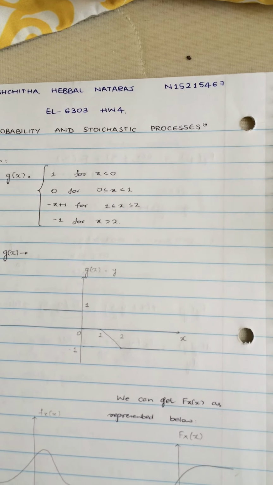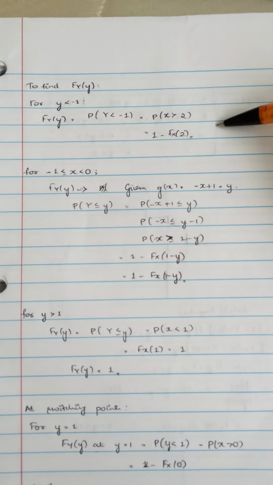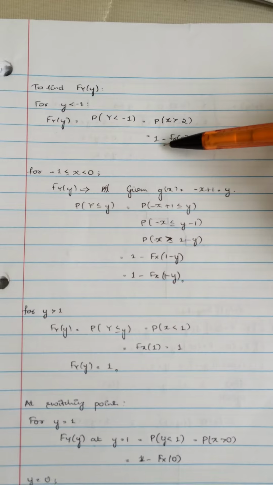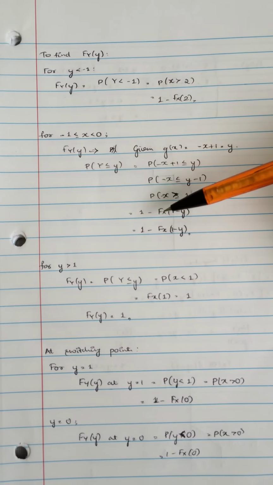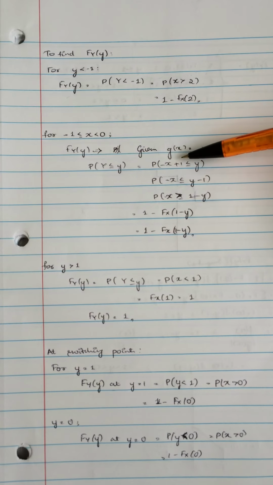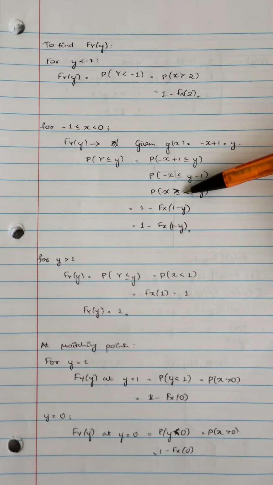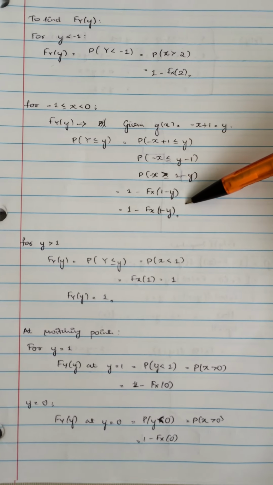We can see that when y is less than minus 1, x is greater than 2. So replacing that, P of Y less than minus 1 is nothing but P of X greater than 2, which comes to 1 minus F_X of 2. Similarly, for the interval minus 1 to 0, P of Y less than y is nothing but minus X plus 1 less than y. If it is transferred to the other side, it becomes X greater than 1 minus y. So it comes to 1 minus F_X of 1 minus y.